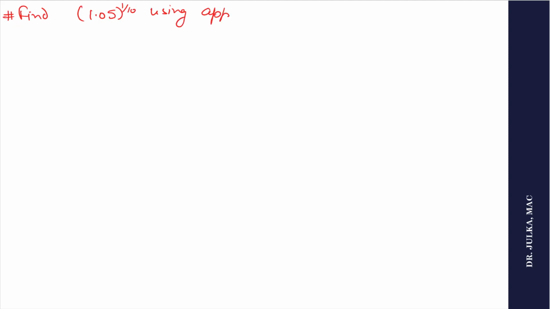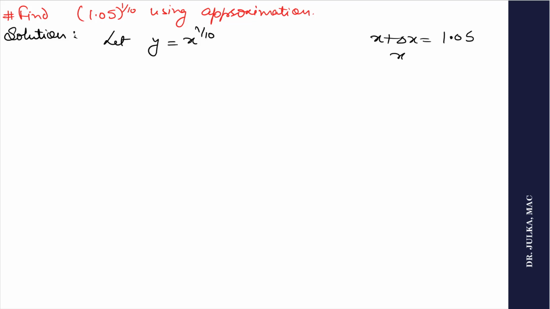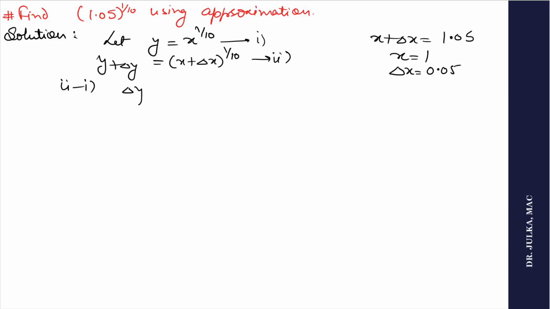Last example. Find the 10th root of 1.05 using approximation. Because we want to find the 10th root, let y equals x raised to the power 1 by 10. We'll take the full quantity as x plus delta x, 1.05. We can calculate the 10th root of 1 straight away, so x is 1 and the remaining part delta x is 0.05. Increase x by delta x and y by delta y and we'll get y plus delta y equals x plus delta x whole raised to the power 1 by 10. Subtract first from second and we will get delta y equals x plus delta x whole raised to the power 1 by 10 minus x raised to the power 1 by 10.